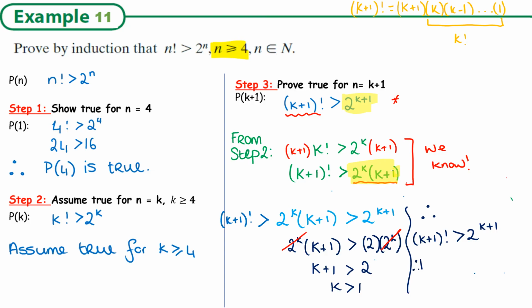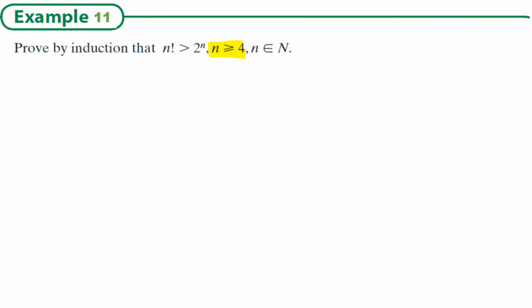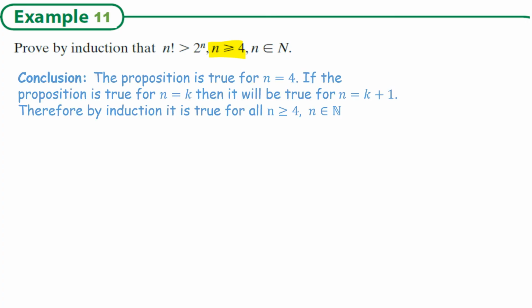And therefore, P(k+1) is true, so that k is greater than 1. That was basically saying that this is valid when k is greater than 1. But remember, we know that n is always going to be greater than or equal to 4, so it is valid. The last thing we need to do is our conclusion. The proposition is true for n equals 4.